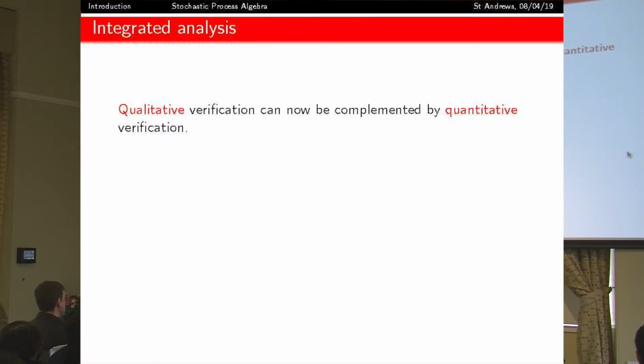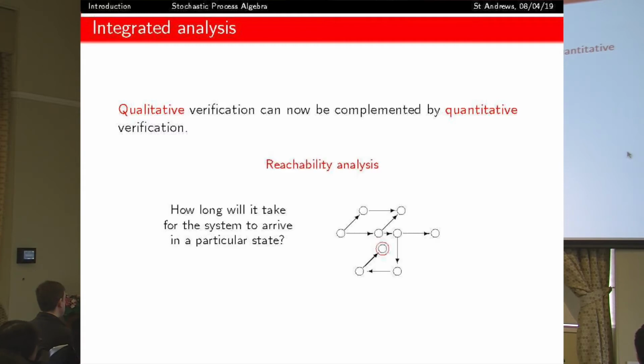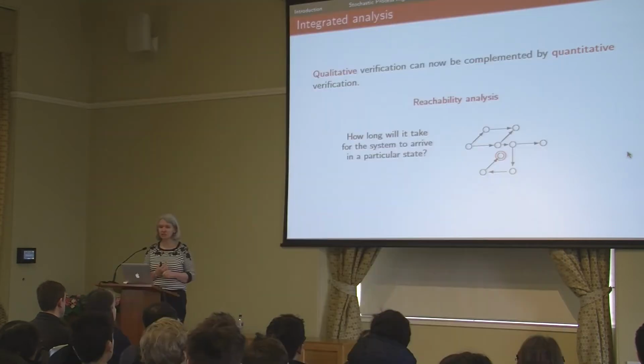So what do we gain by doing this? There's lots of work, as I said, with classical process algebras looking at what's called qualitative verification or correctness of systems. So people are very interested in reachability. Can I reach a particular state? But now we have the information that we can say how long it will take for the system to reach a state of interest.